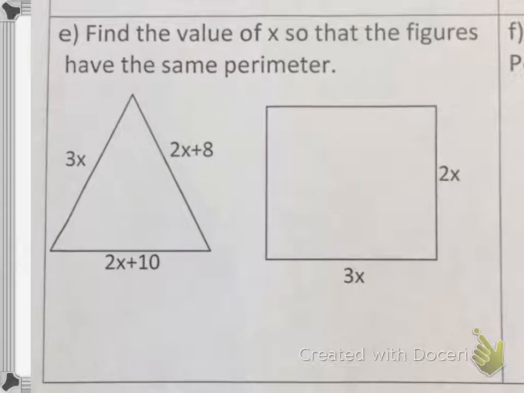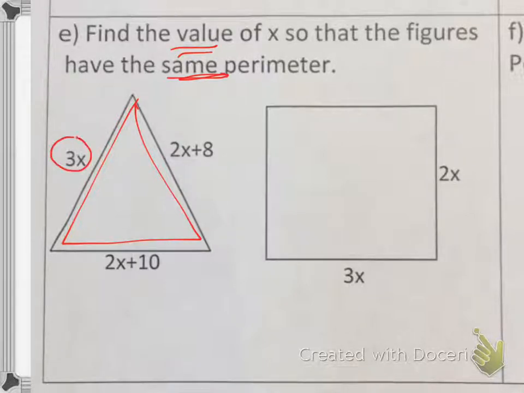All right, this next one is a perimeter problem. So if you remember, perimeter is adding all of the sides around the shape together to get the length of the outside. So it says find the value of x so that the figures have the same perimeter. Well, the first thing we need to do is to find the perimeters. So we're going to find the perimeters of each of these shapes, and then if they are the same, we could set them equal to each other. So then we'll just equal them together and solve the equation.